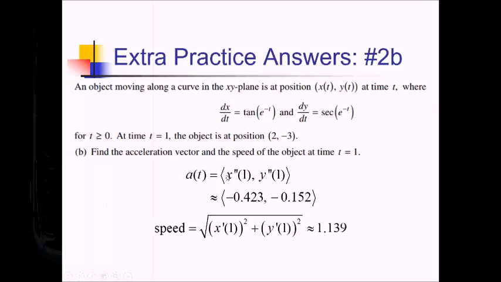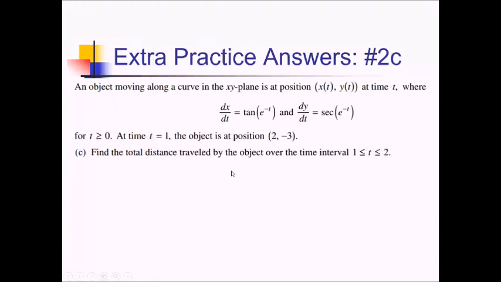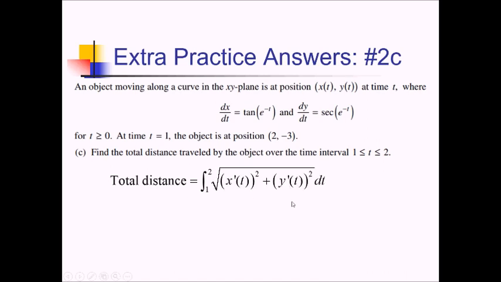Now notice that they didn't give us any units in this problem, so we're not going to give them any units back. For part C, we want the total distance traveled by our object on the interval from 1 to 2. So for this, I'm going to need the integral from 1 to 2 of basically the speed function, so square root of x prime of t squared plus y prime of t squared dt for my differential.